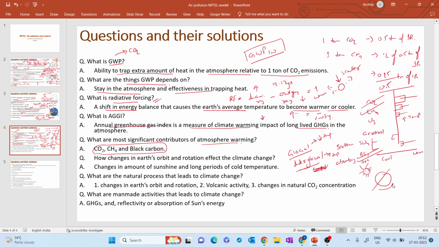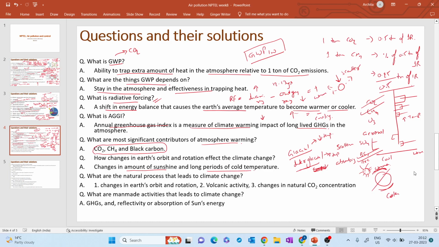The part which is away is cooler, and the part which is near is warmer. Because of this, let's say every few years, here will be a glacial period, here will be a warming or interglacial period. You can sense it like that. This is due to change in amount of sunshine, because a certain region receives more sunlight compared to other regions, and long periods of cold temperature.